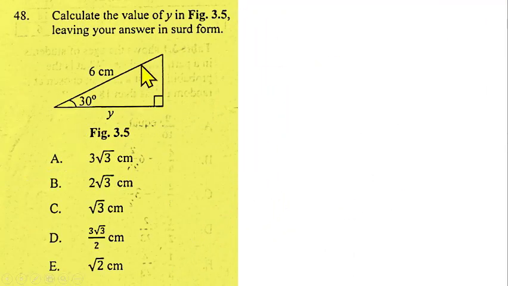Question number 48, still on a trigonometric ratio. We have to calculate the value of y, but you have to leave your answer in surd form. So we are given this angle as 30 degrees. This side is the hypotenuse, this is adjacent to the angle 30 degrees. So adjacent over hypotenuse will give us cos. So you have cos 30 degrees equals to y over 6.